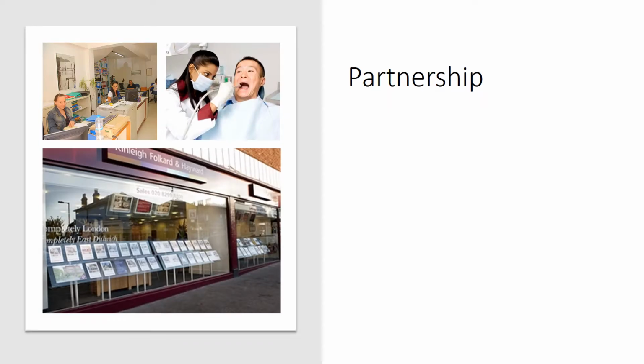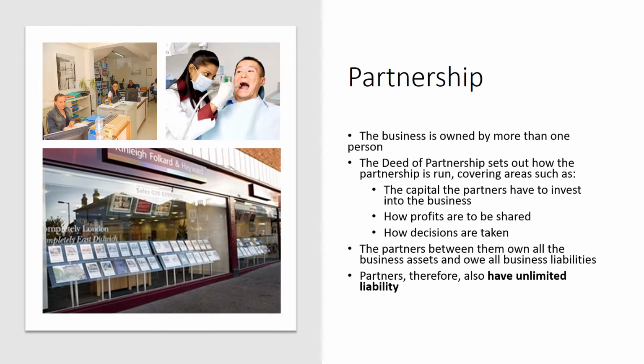Let's move on to partnerships. A partnership is where the business is owned by more than one person. Okay, so we've got more than one person involved. So an example might be something like a dental practice, where a group of dentists have grouped together as part of a joint business. In this situation, an important term here is the deed of partnership. So the owners all agree to the deed of partnership, and that sets how the partnership is run.